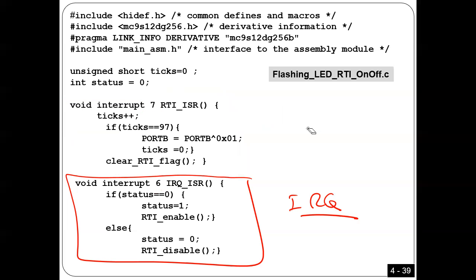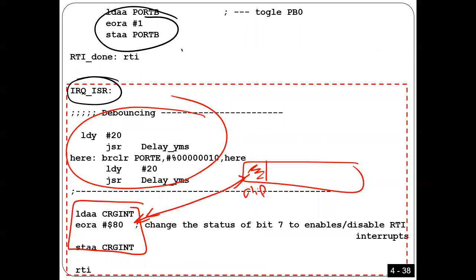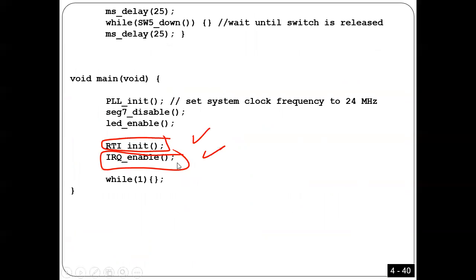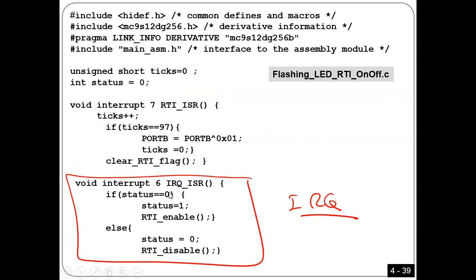The way I'm going to program IRQ is a little bit different from this one. You can still use this one if you want in C, it's okay, but again, I want to teach different ways. So here, as I told you, I'm going to have a variable. It's called status.